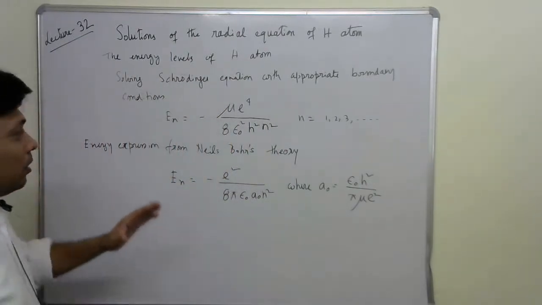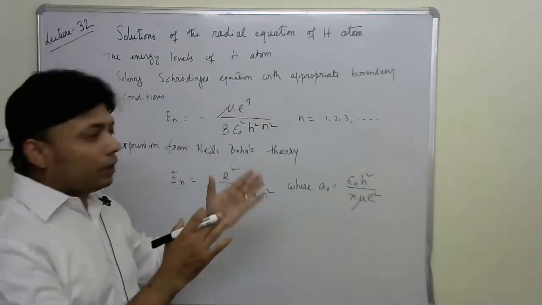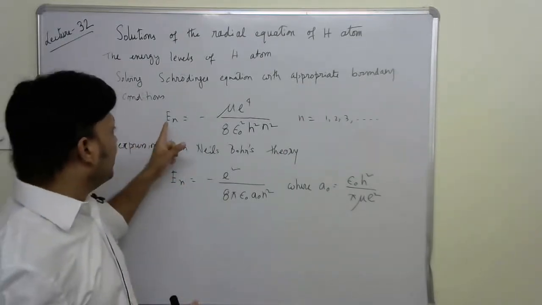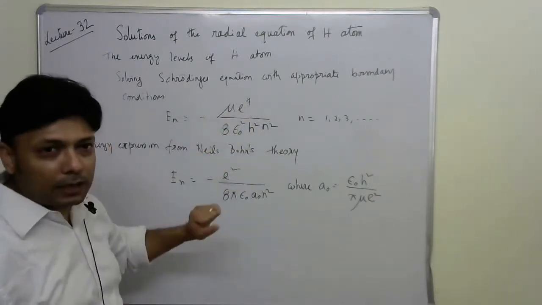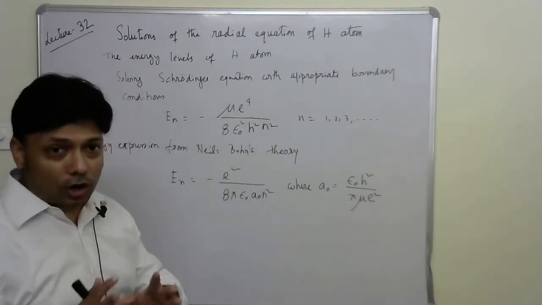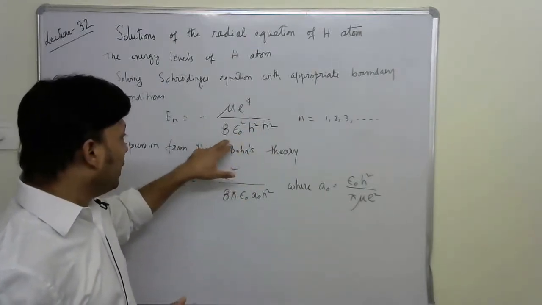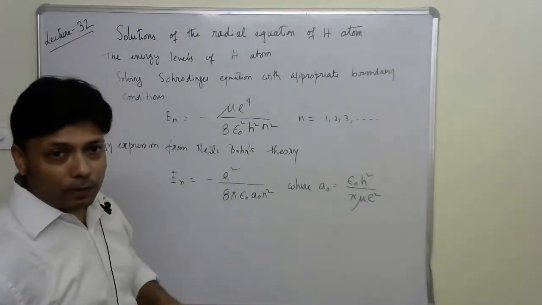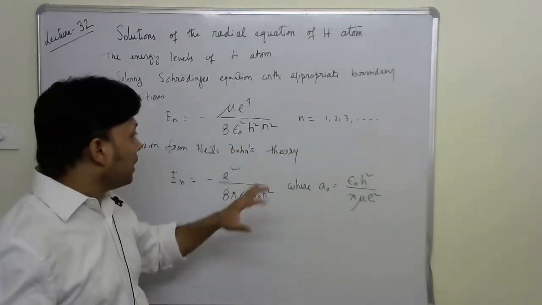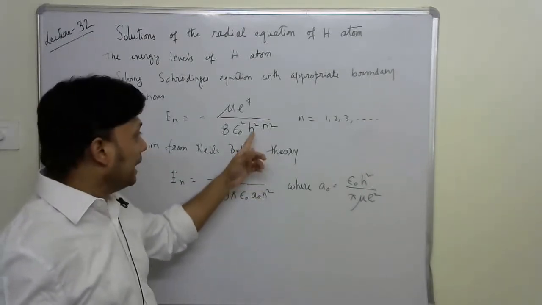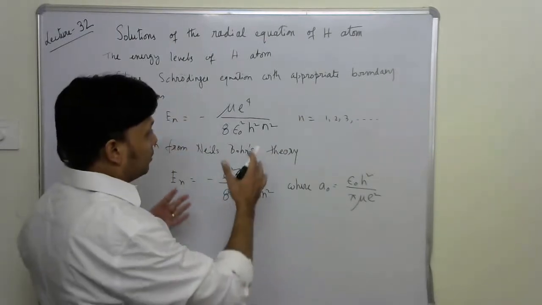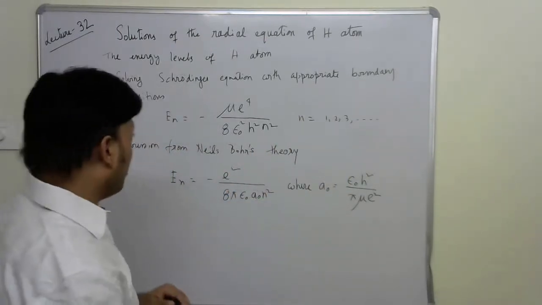Okay, so solving the Schrodinger equation with appropriate boundary conditions, one can get the energy expression E is equal to something like this: minus mu, the reduced mass, e to the power 4, e is the charge of the electron, divided by 8 epsilon 0 squared. Epsilon 0 is the permittivity of free space, h is Planck's constant, and n is the principal quantum number n. Okay, 1, 2, 3, etc. It can take any value.